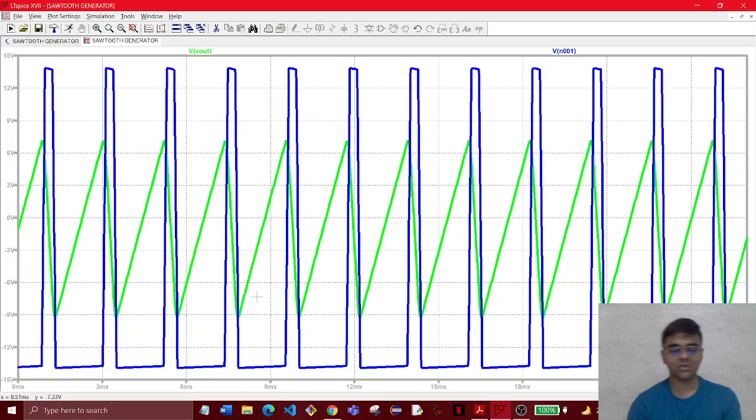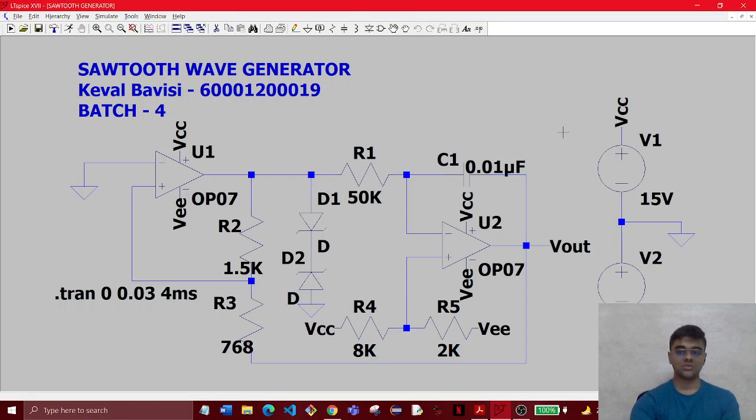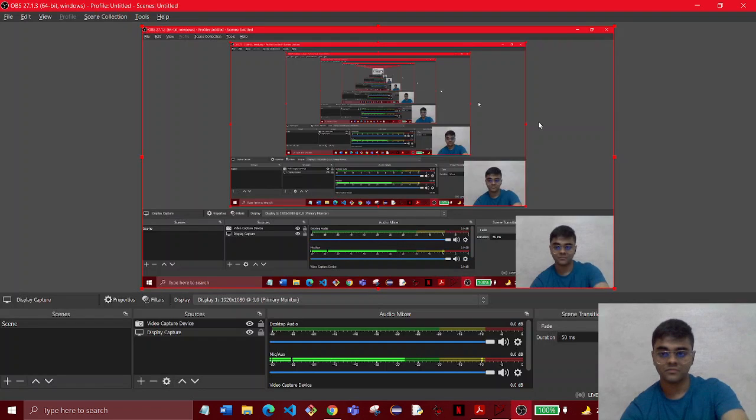So for each peak, or as you can say each rectangular waveform, we get a series of sawtooths, and this is a sawtooth generator. And this was our final part for the experiment number 7 of DLIC.